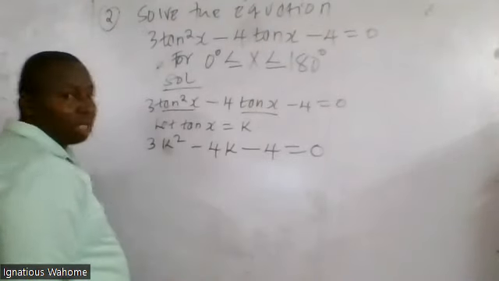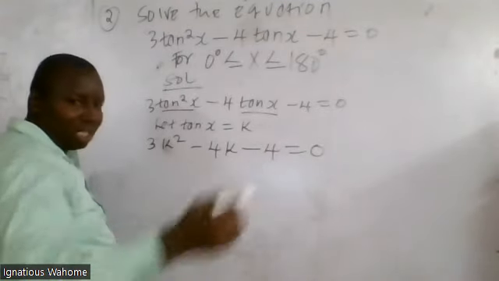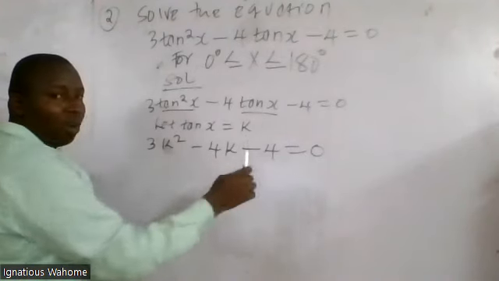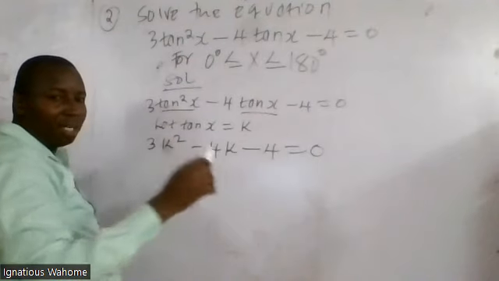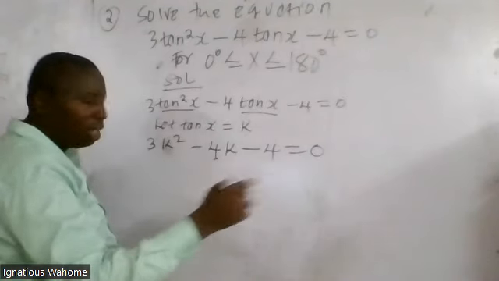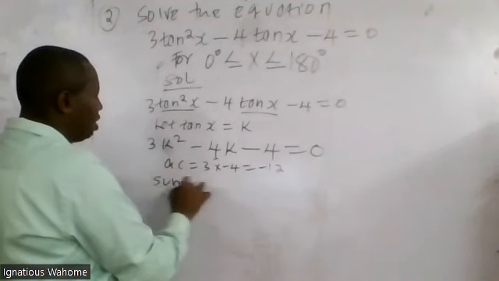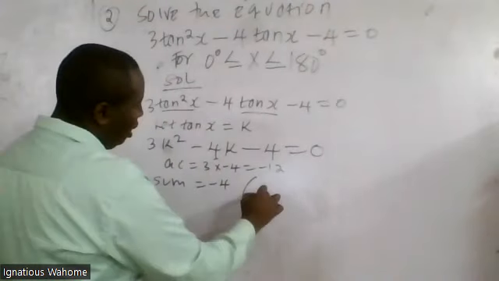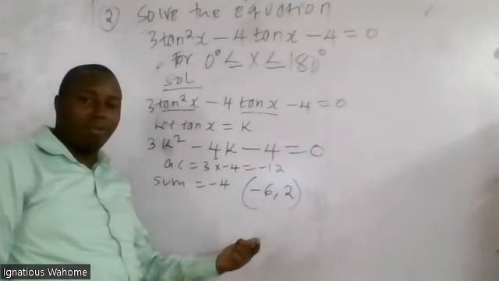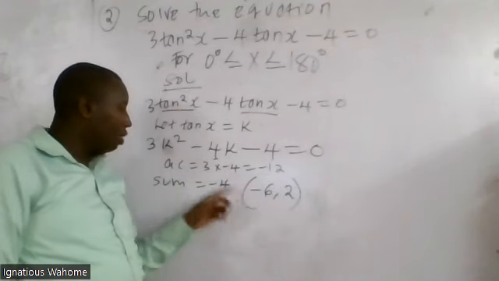So therefore, solve this one quadratically. Let's see whether it is possible to use the factors, product, and sum method. AC is 3 times negative 4, that's negative 12. Do you have any two numbers you can multiply to get negative 12, and when you add, you get a sum of negative 4? Yes, negative 6 and 2. Those are the only two numbers.